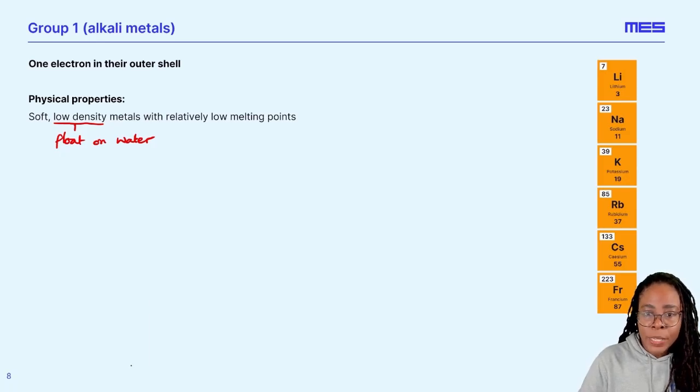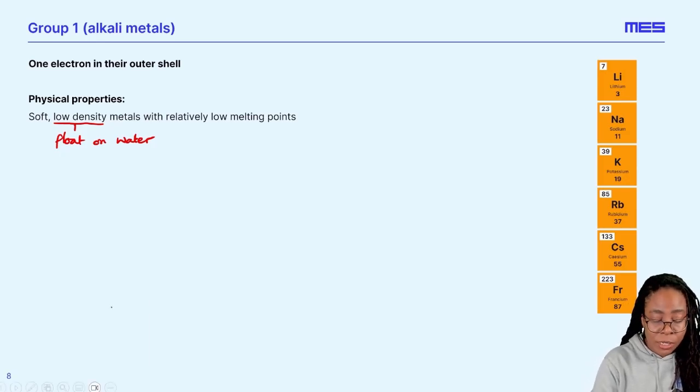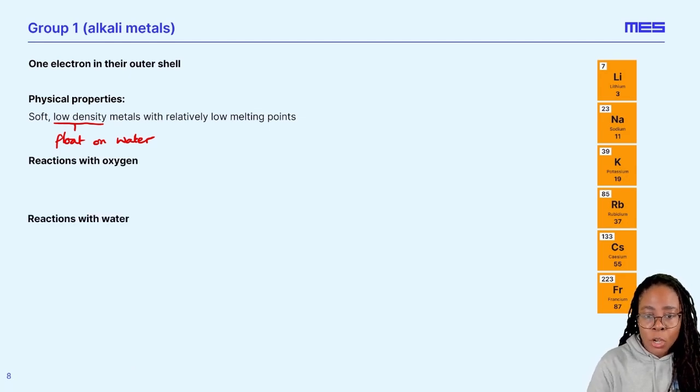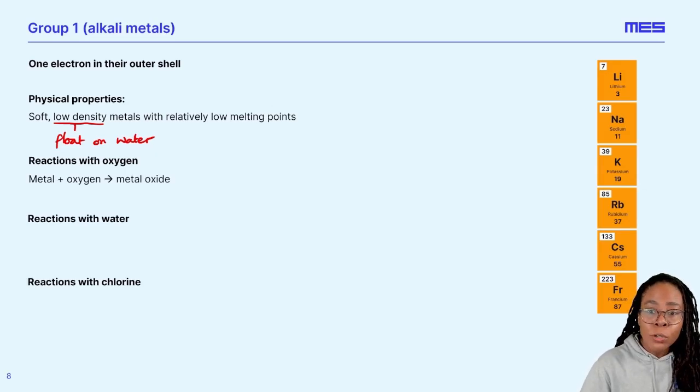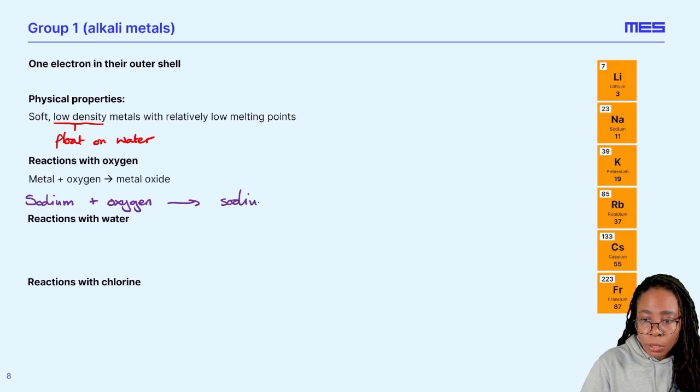In terms of some of their key reactions, they will react with oxygen, with water, and with chlorine as some examples. For their reactions with oxygen, the metal plus oxygen produces a metal oxide. So for example, if we chose sodium plus oxygen, it's going to give us the metal oxide, sodium oxide.